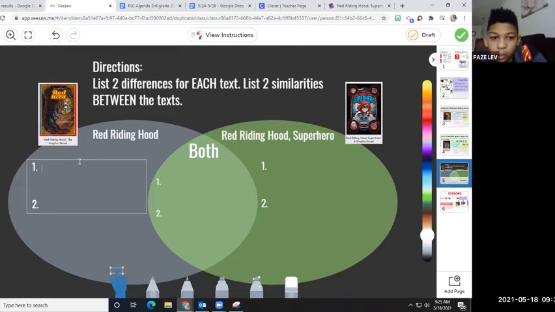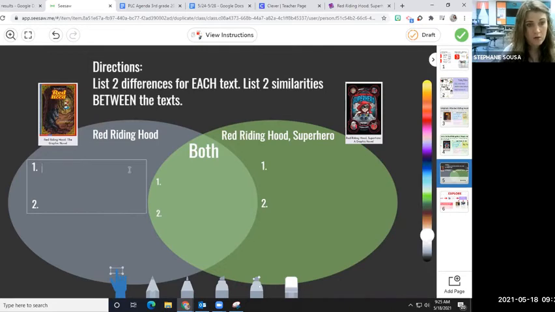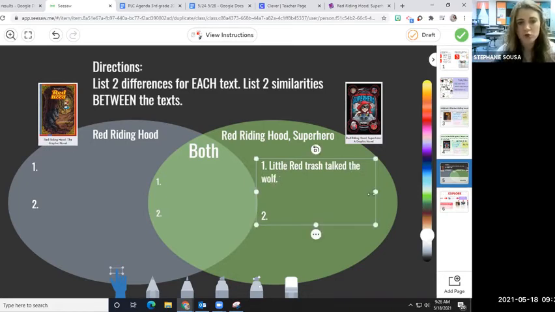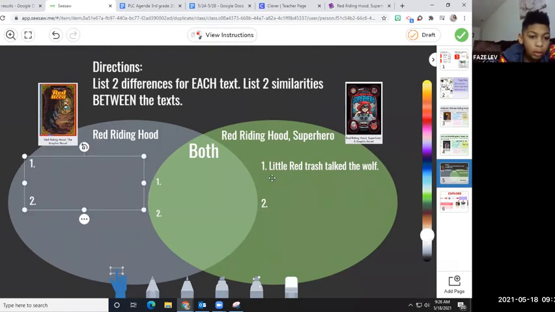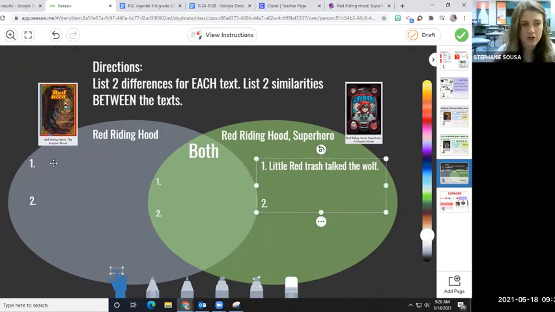Well, another thing I noticed is that Little Red Riding Hood in the original story wasn't trash talking. She was not trash talking, you're right. So maybe we can put that over here. So inside of this version, Little Red trash talked the wolf. Because remember, when we're doing our compare and contrast, we want to put truth statements. We want to put what did happen. We don't want to put it did not happen. We're only looking at what's true. So we can move it over there. In this version, Little Red trash talked the wolf.